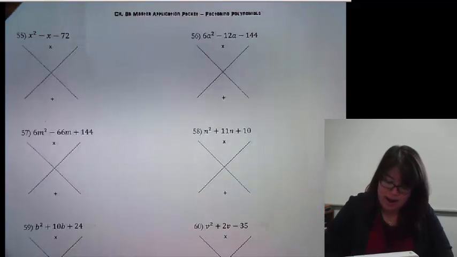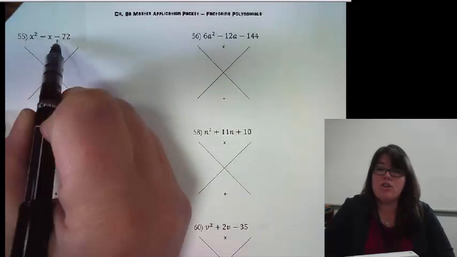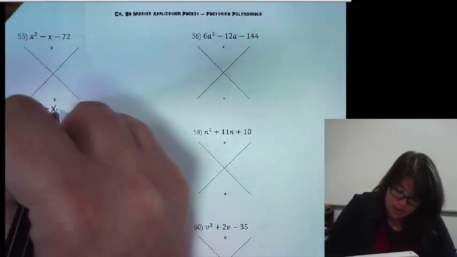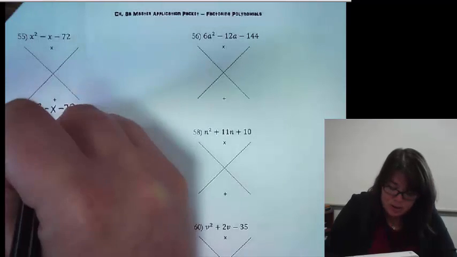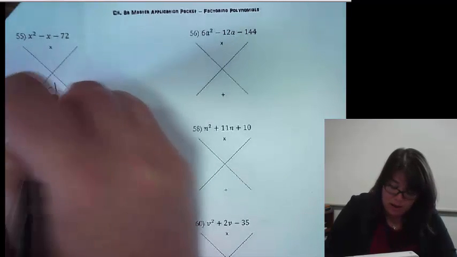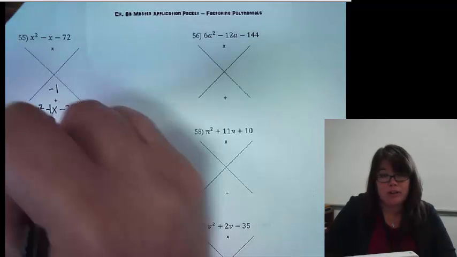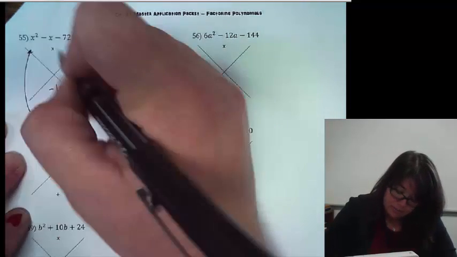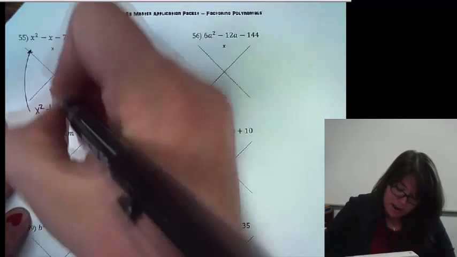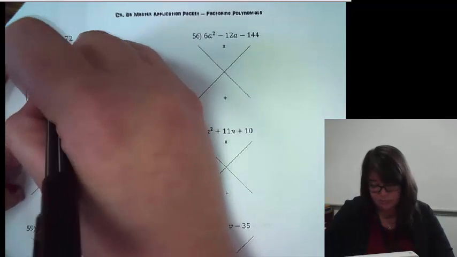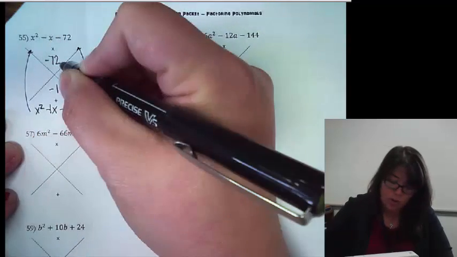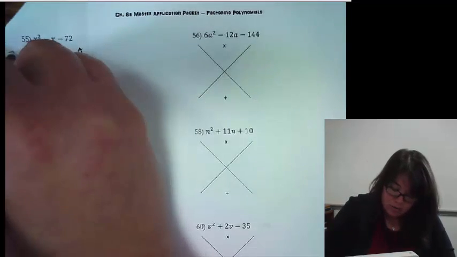First one I have, obviously I can see there is no greatest common factor here, so I'm just going to rewrite this down at the bottom. I need two numbers that will combine to -1 because that's the coefficient on my middle term, and I need them to multiply together to give me -72, because positive times a negative is a negative, 1 times 72 is 72. So I'm going to factor 72 real quick.